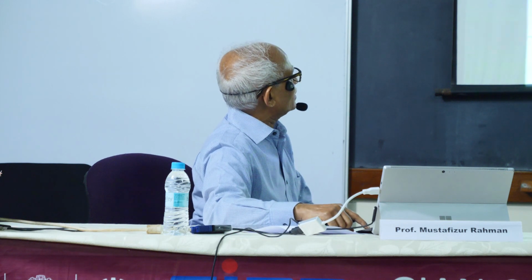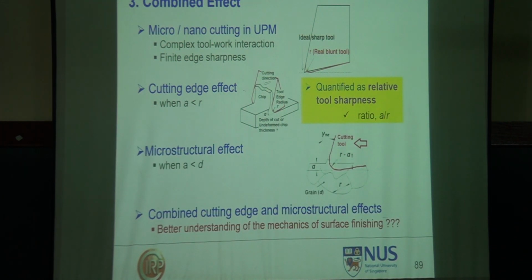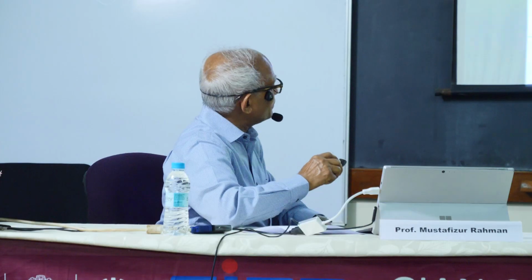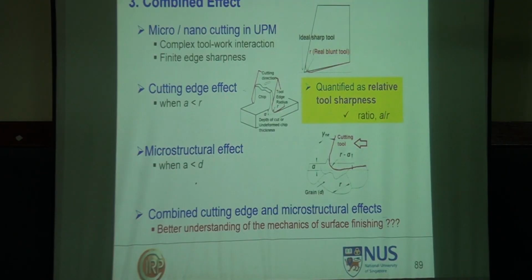So combined effect now. So he tried to combine these two. Now look at it carefully. Microstructural effect, A by R, he is bringing in the effect of A by D. D is the grain size. Okay? R is there, so he brings in A by D. Sorry, did I miss anything? The combined cutting edge and microstructural effect, to have a better understanding of the mechanics of surface finish.